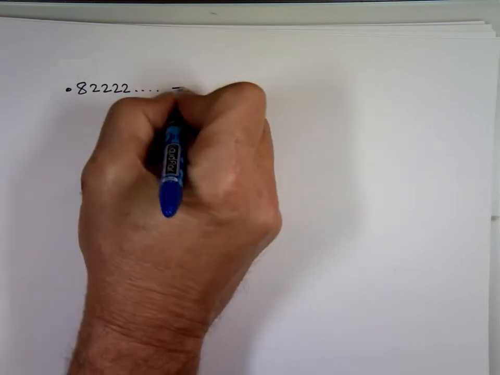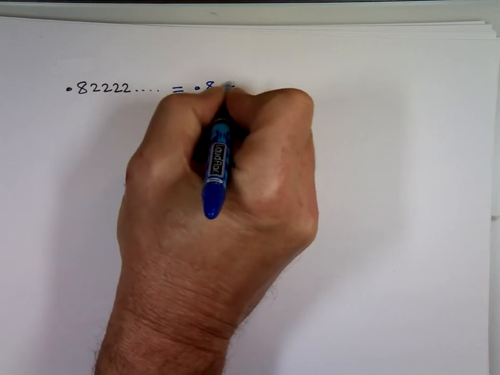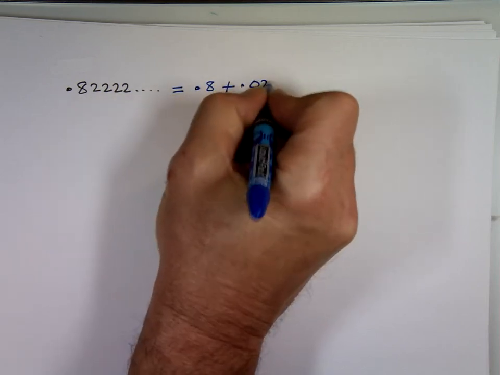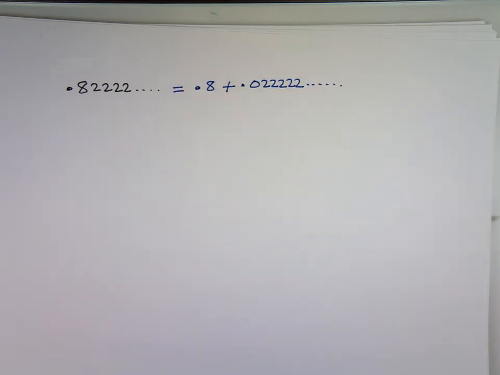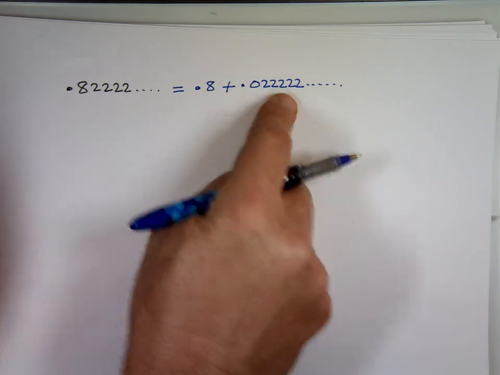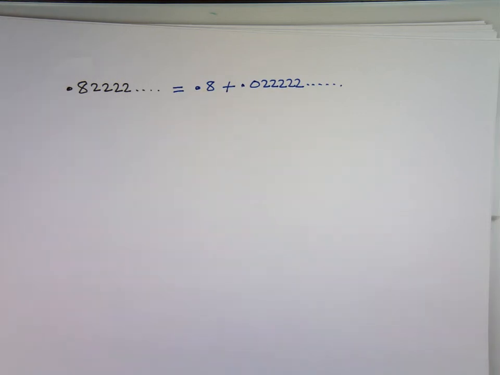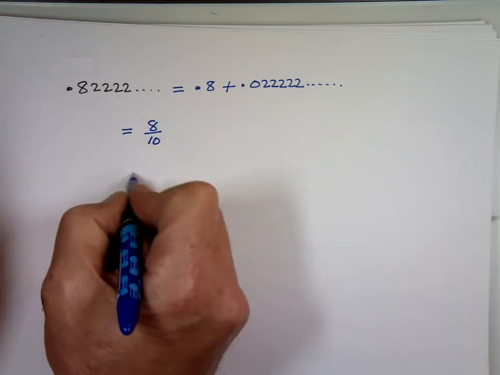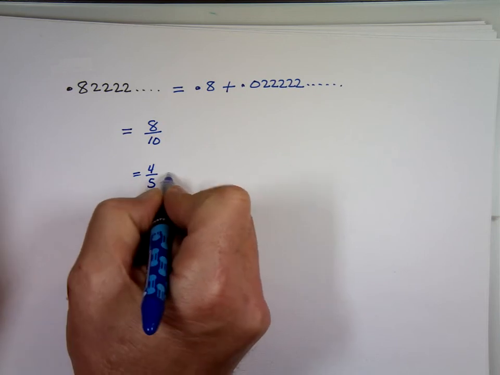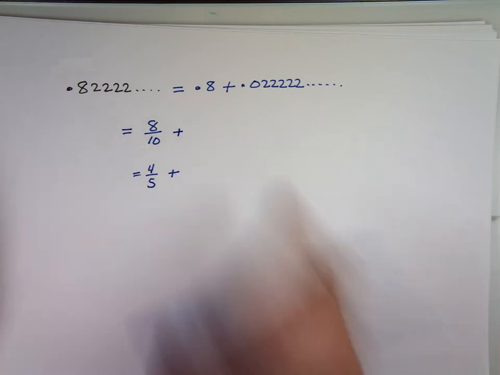Alright, let's look. 9 over 11? This one is different. You have to break it down into 2 parts. The only part that's repeating is the 0.2222. So this is actually 0.8 plus 0.0222, like that. You're going to divide the problem into 2 sections. This part doesn't repeat, and that part repeats. The 0.8, I know that's 8 over 10, which is 4 over 5.